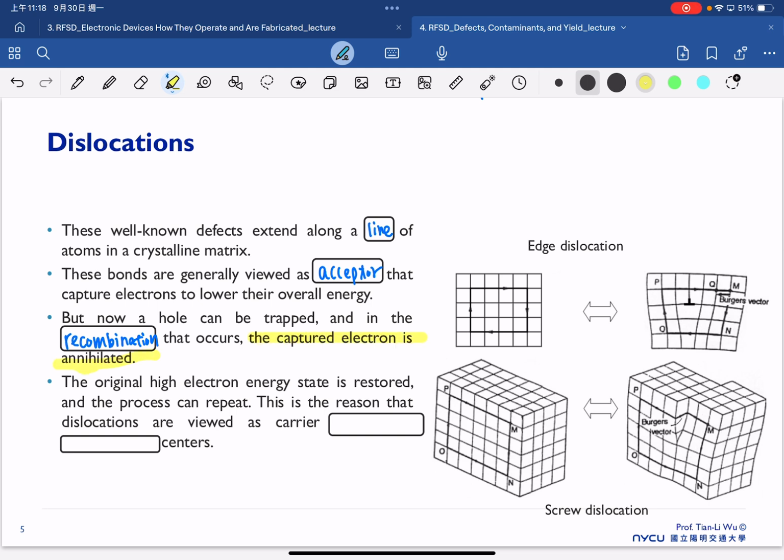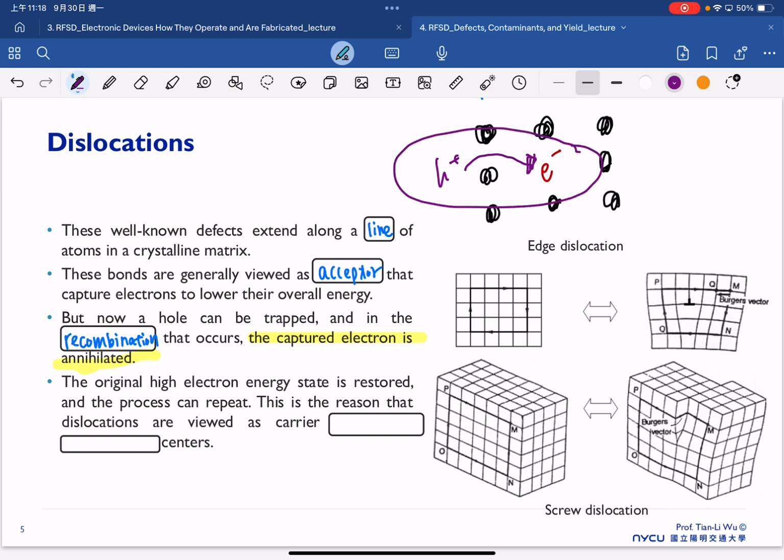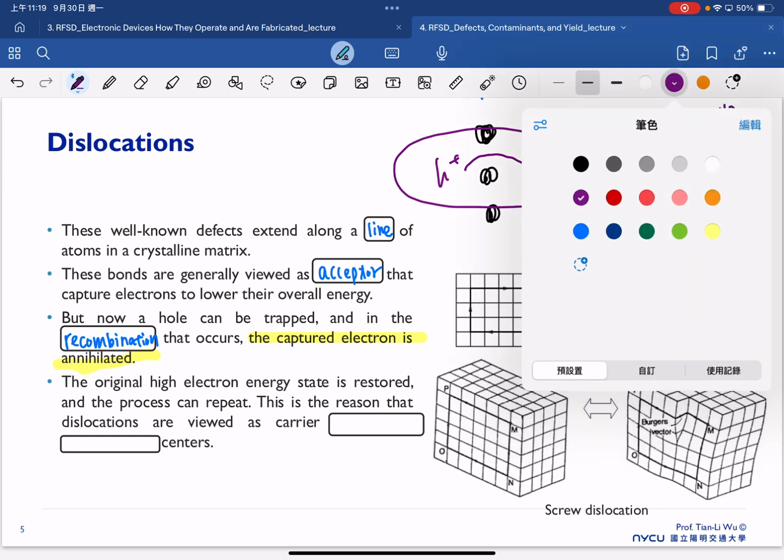So what does this mean? This means that if we have, for example, in a lattice, one place that can capture electrons. Initially, the electron will be captured in this region, but later on, another hole will flow into this electron region. So the electron and hole will be recombined. That's what we call recombination. And then the vacancy will come out again.